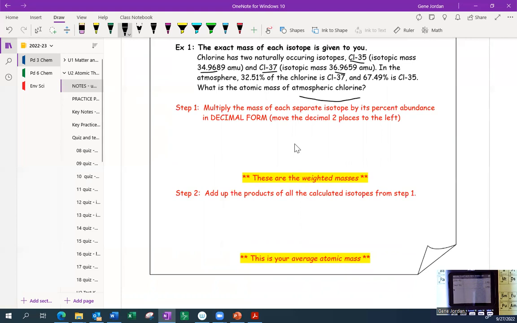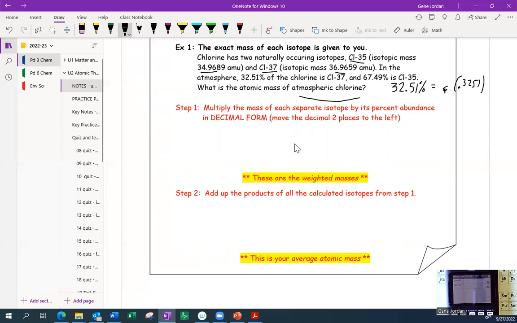All right, so multiply the mass of each separate isotope by its percent abundance. There's a little math thing that you'll need to be fluent in, and that's being able to convert percents into decimals. So when we have 32.51%, you'll have to know that equates to a decimal of 0.3251. So make sure you're very comfortable and can fluently translate percents to decimals.